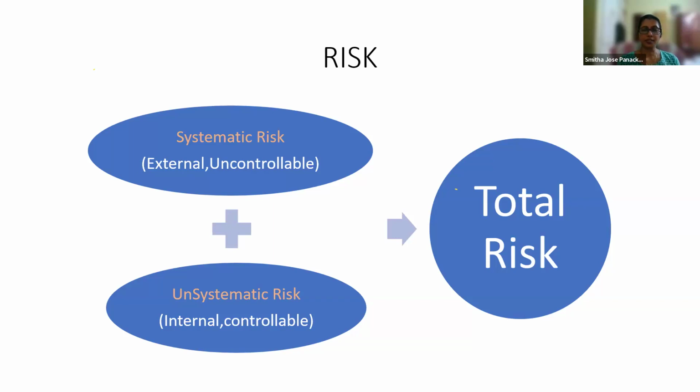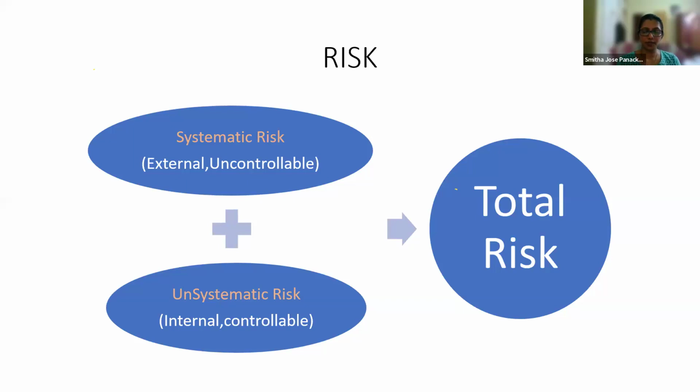And there are some risks which we can control. Such risks are known as unsystematic risks. They are internal in nature and we can control them also. That is why such risks are known as unsystematic. Unsystematic risk means it doesn't affect the entire system. It may affect some firms in the industry, so that we can diversify that risk. How can you diversify your investment?